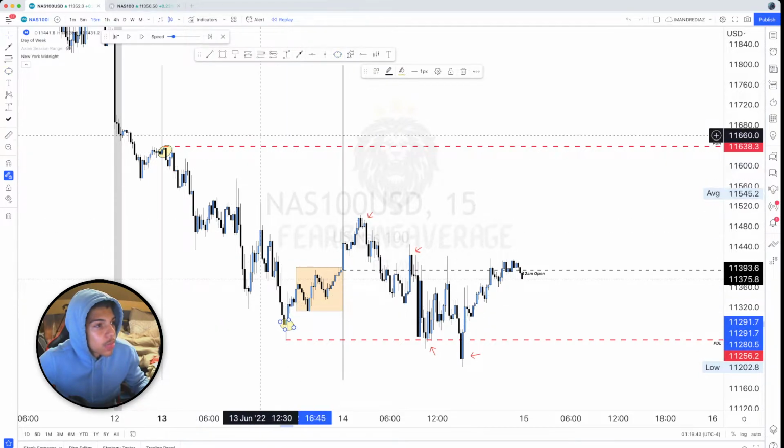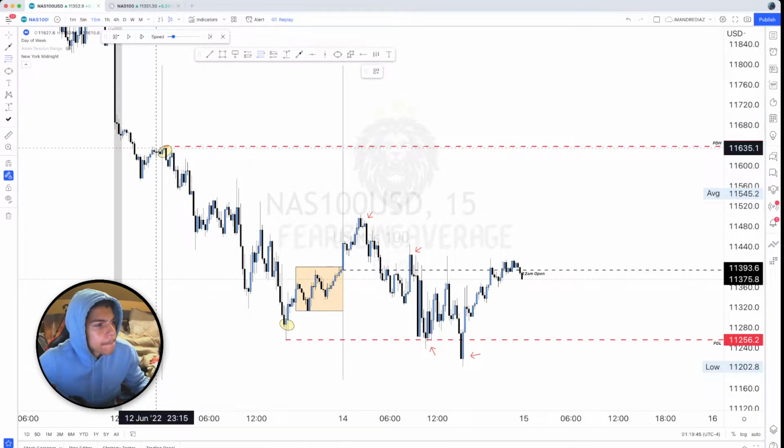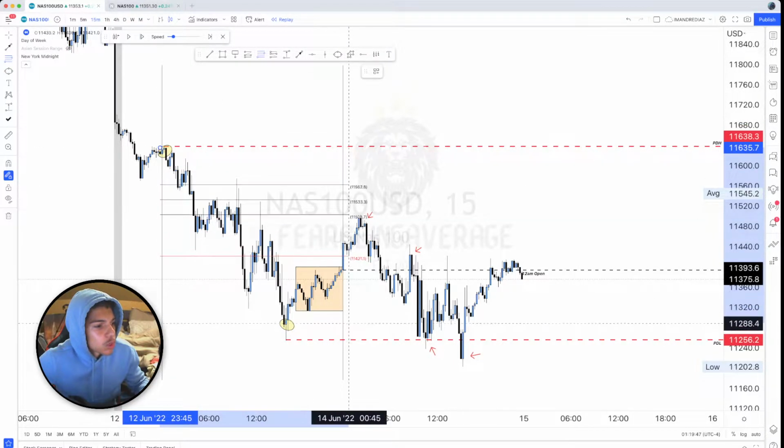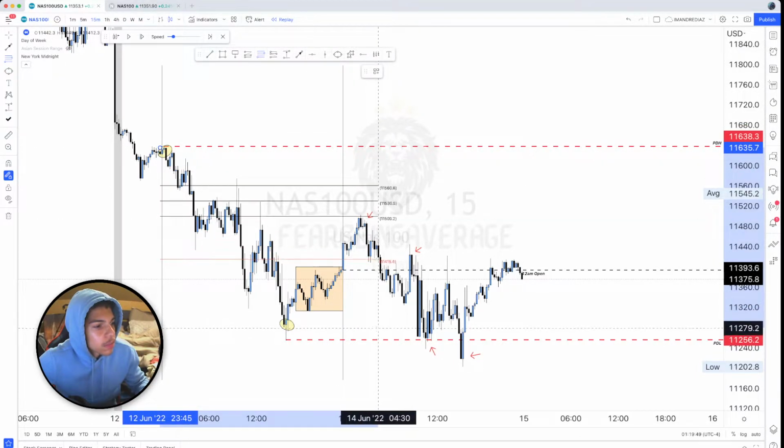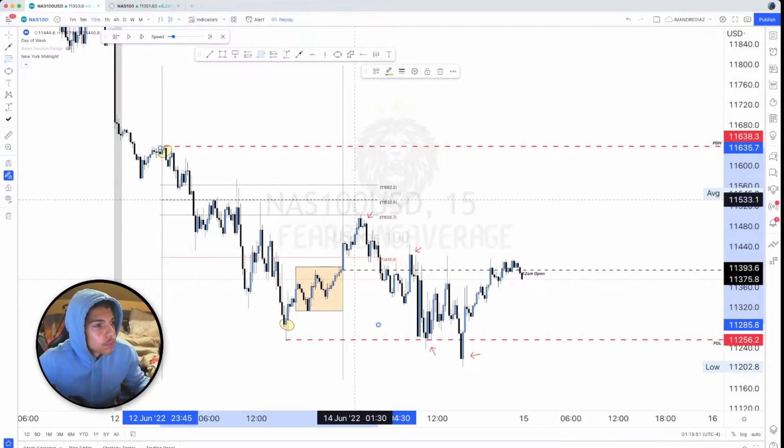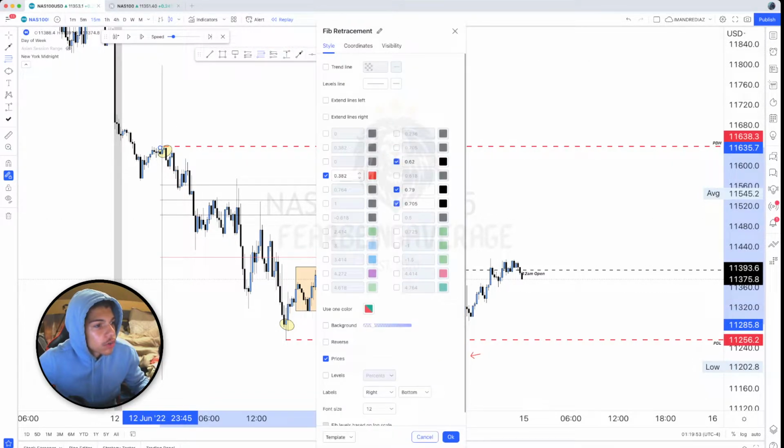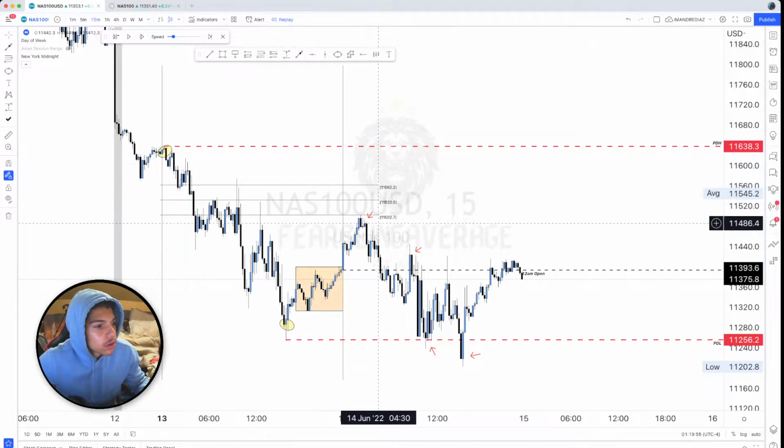What I'm going to do is pull a fib from them. Look at this. Okay, boom. One confirmation already: fib short. 2 in the morning. And where are we in price?